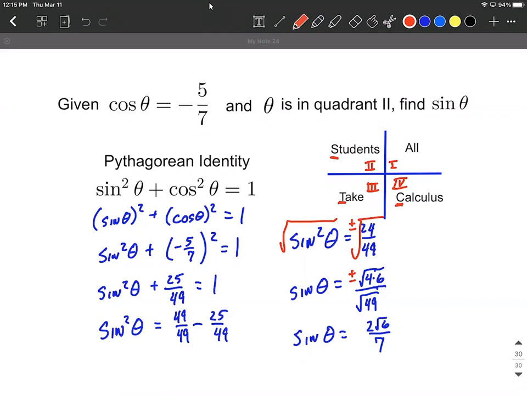All right, so we were told that our theta resides in the second quadrant. Because it's in the second quadrant, sine is positive, so we'll get a positive 2 square root of 6 divided by 7. All right, get the phrasing down and plug into the Pythagorean identity. It's going to be an important one, hopefully not that bad to memorize, and good luck to you on these.